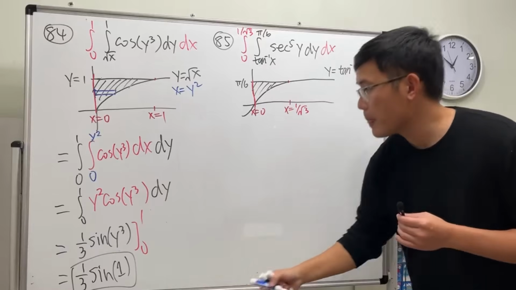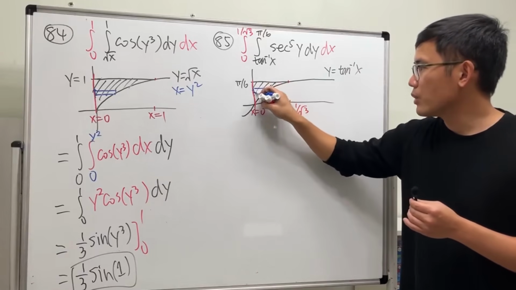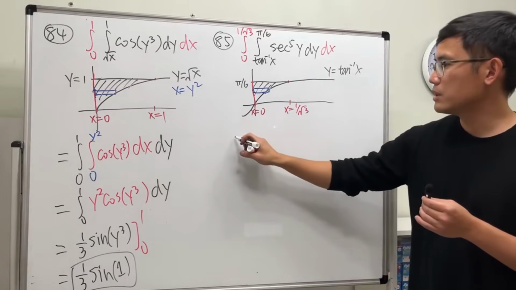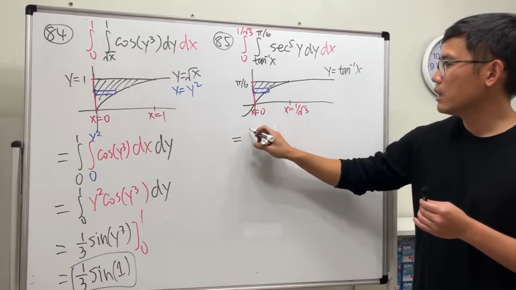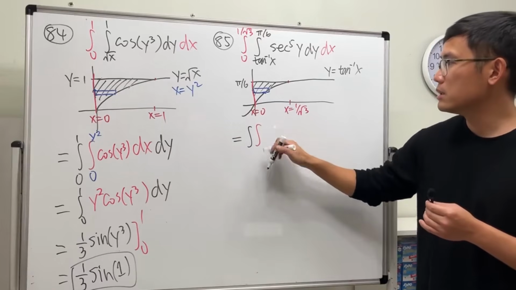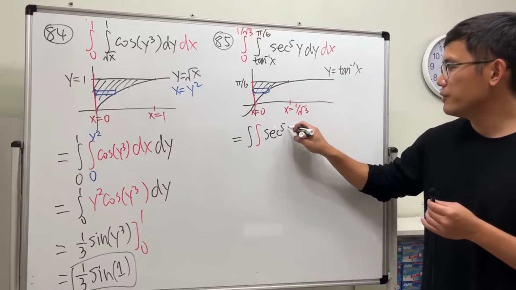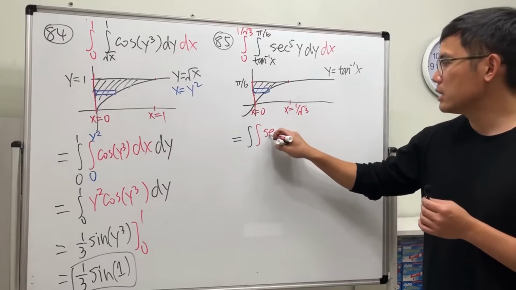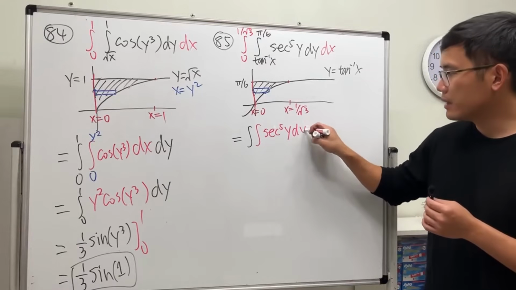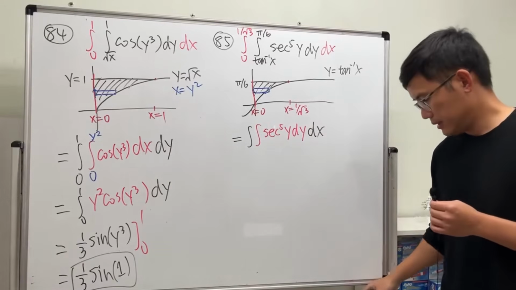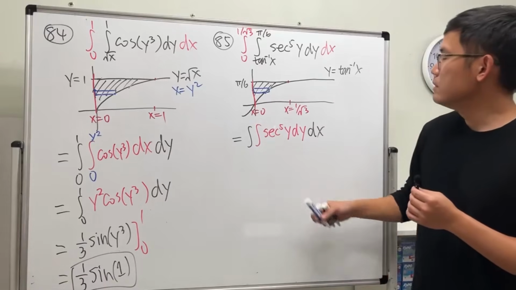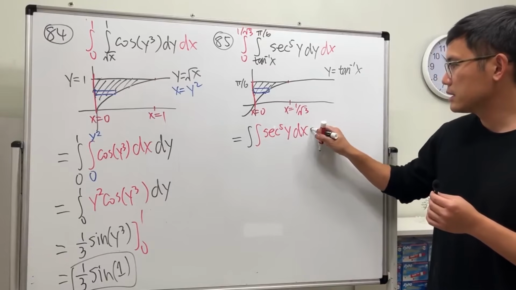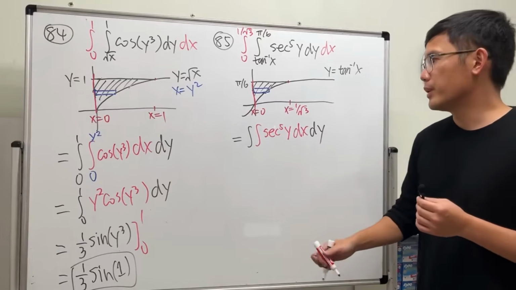And now we'll change order, so horizontal rectangle right in here, and then secant to the 5th power y dy. dx. No, I have dy dx already. What am I talking about? dx dy, sorry. dx dy. Here we go.